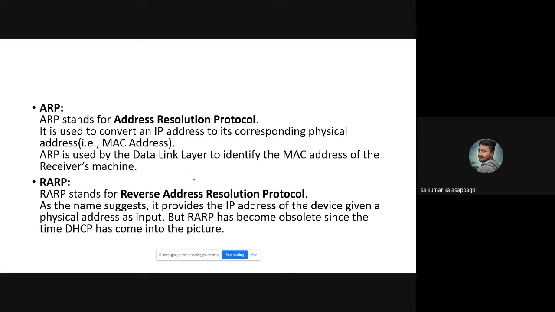Which layer uses the Address Resolution Protocol? Data link layer. Okay, data link layer. Data link layer is the second layer in the OSI reference model. True or false? Data link layer is the second layer in the OSI reference model. Correct?